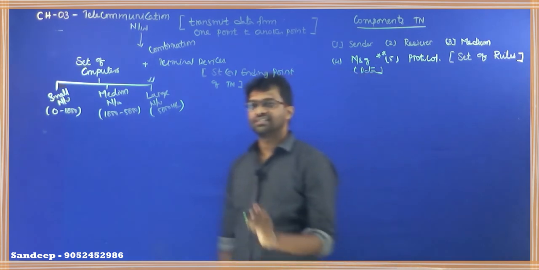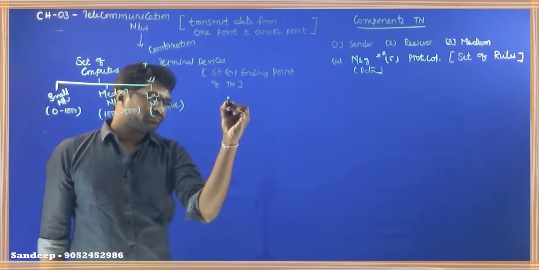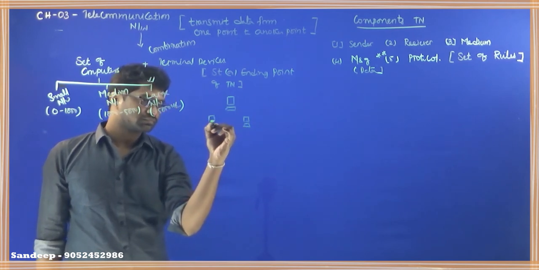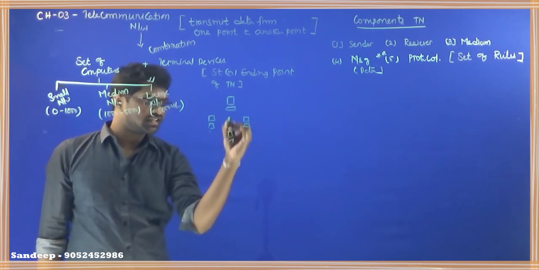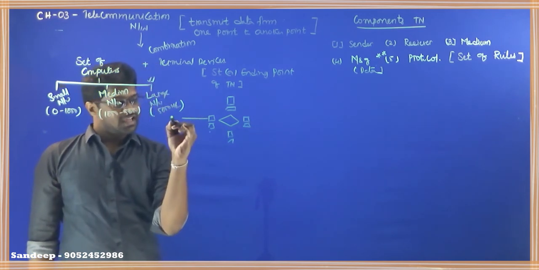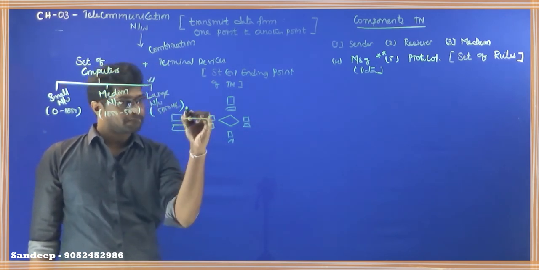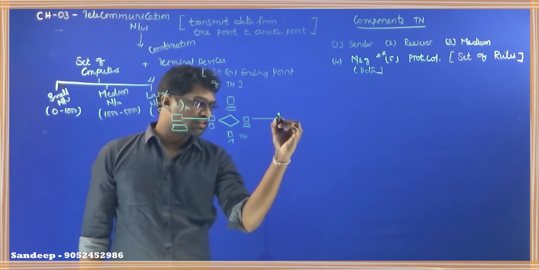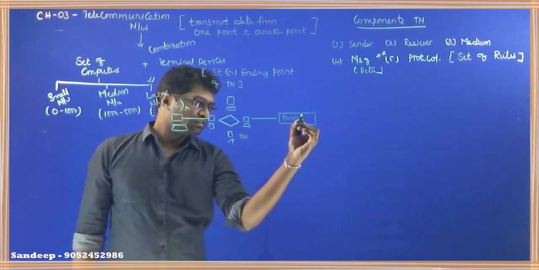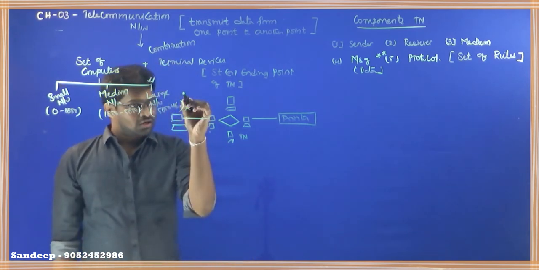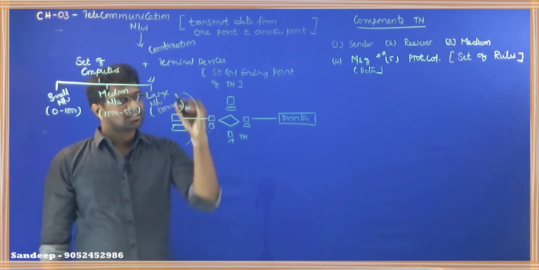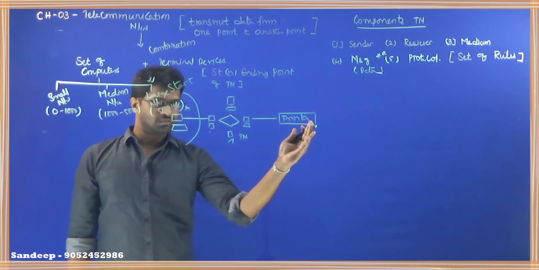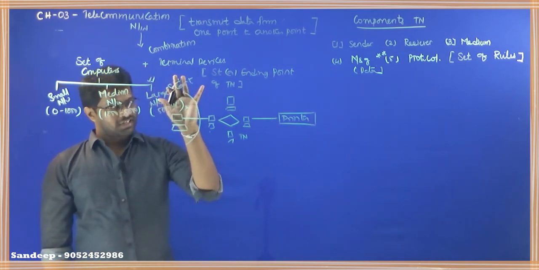For example, let me draw a small diagram. Let us assume this is a telecommunication network, and let us say we have a point A. To the other point we have connected a printer. So can I call point A a terminal? Yes, because it is the starting point. Why is it called a starting point? Because the data always moves from computer to printer but not vice versa. So I can call this particular point a starting point.